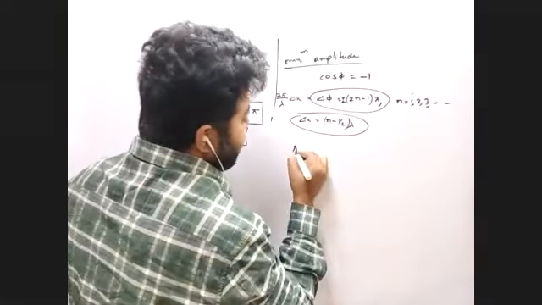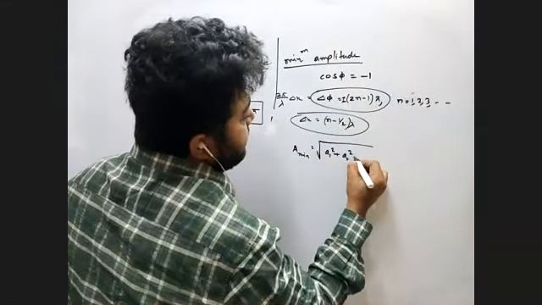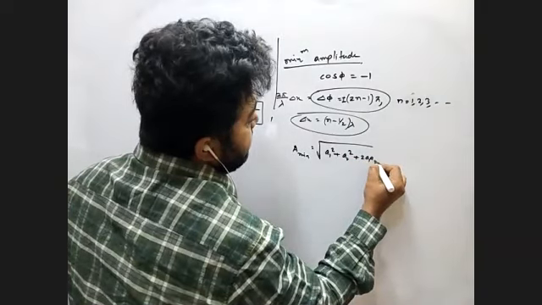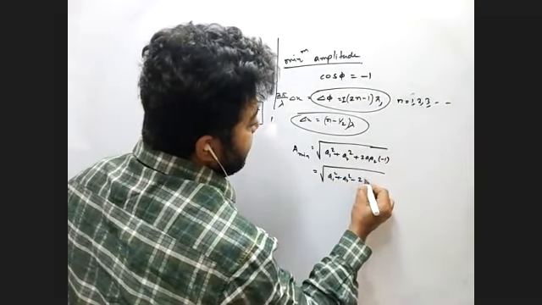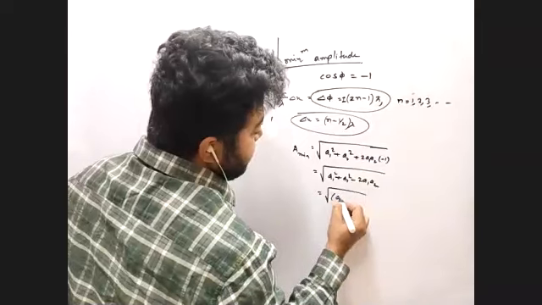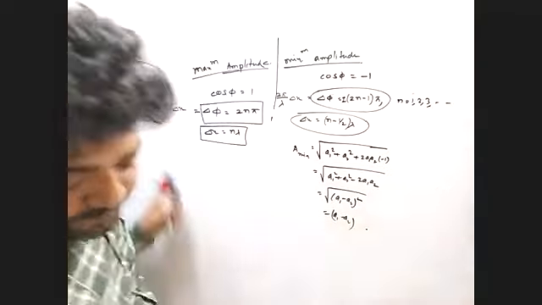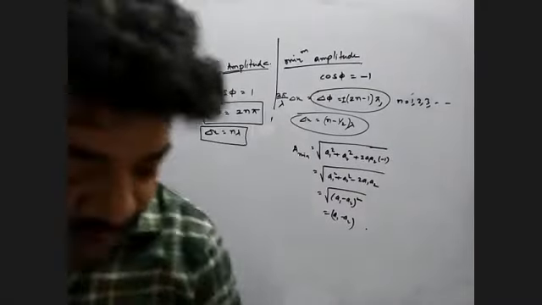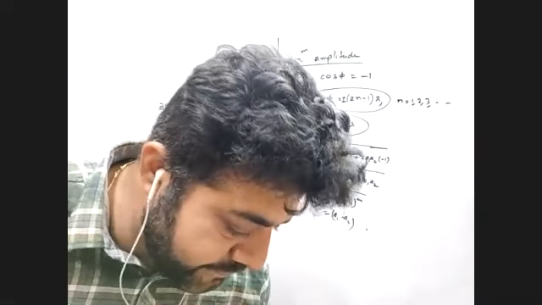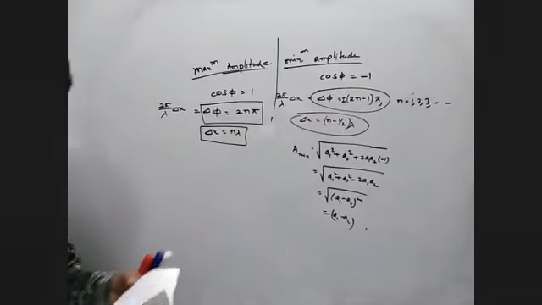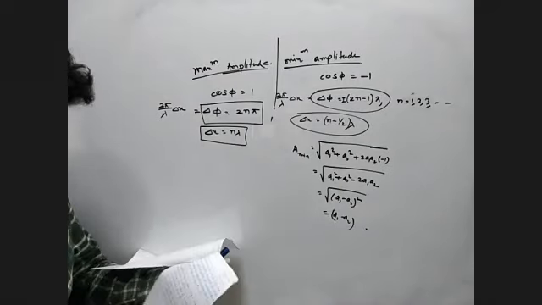In that case, the minimum amplitude is root under a1 square plus a2 square minus 2 a1 a2, that is root under a1 minus a2 whole square, that is a1 minus a2. So in that way, you can find the amplitude of any wave by using the superposition theorem. Clear? Yes, sir.